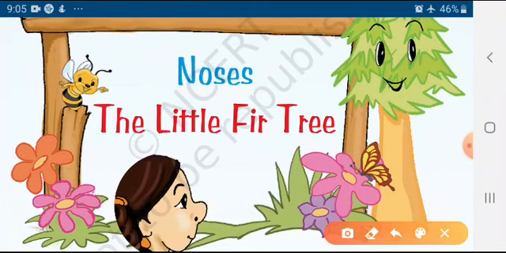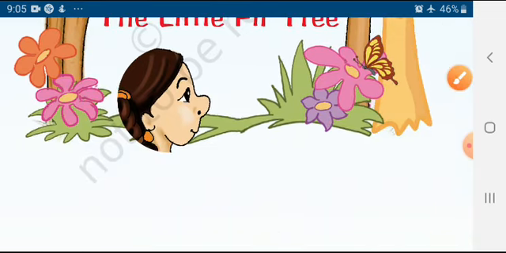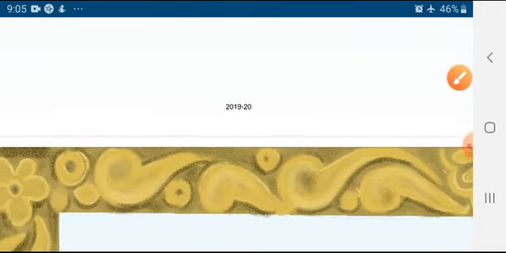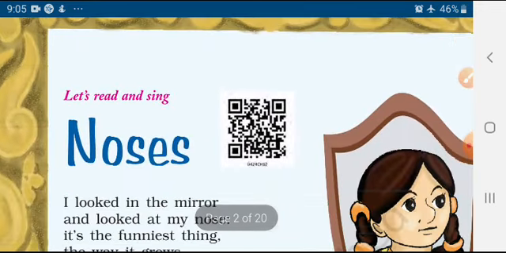So I think, do you remember in class 3 we made some pictures of a fir tree. So here we are going to study two topics. The first is Nose and the second is The Little Fir Tree. Okay, now we are going to start the first topic, and the name of the first topic is Nose.